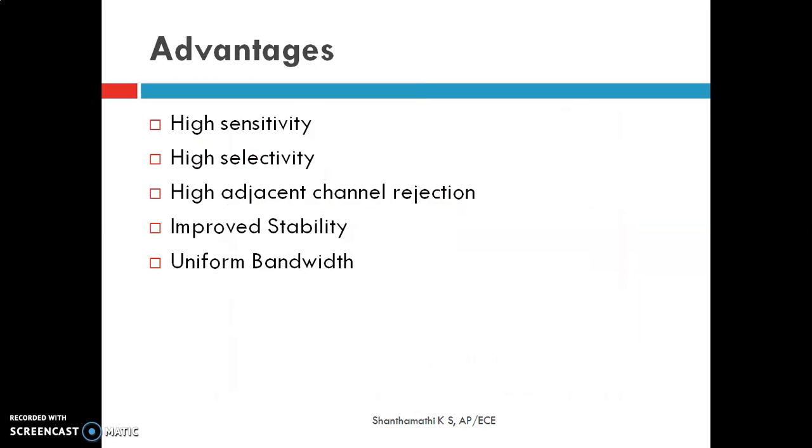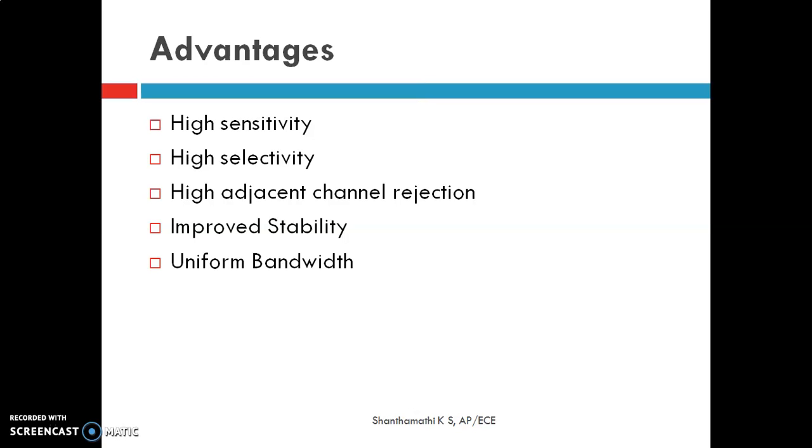Okay, so next we'll see the advantages. The first one is high sensitivity. We know what sensitivity is: the ability of the receiver to detect the weakest possible signal and to amplify it. Next, we'll be getting high selectivity also. That is used to measure the ability of the receiver to select a signal of a desired frequency while rejecting all the others. That is, we'll be selecting only the desired frequency and rejecting other frequency signals.